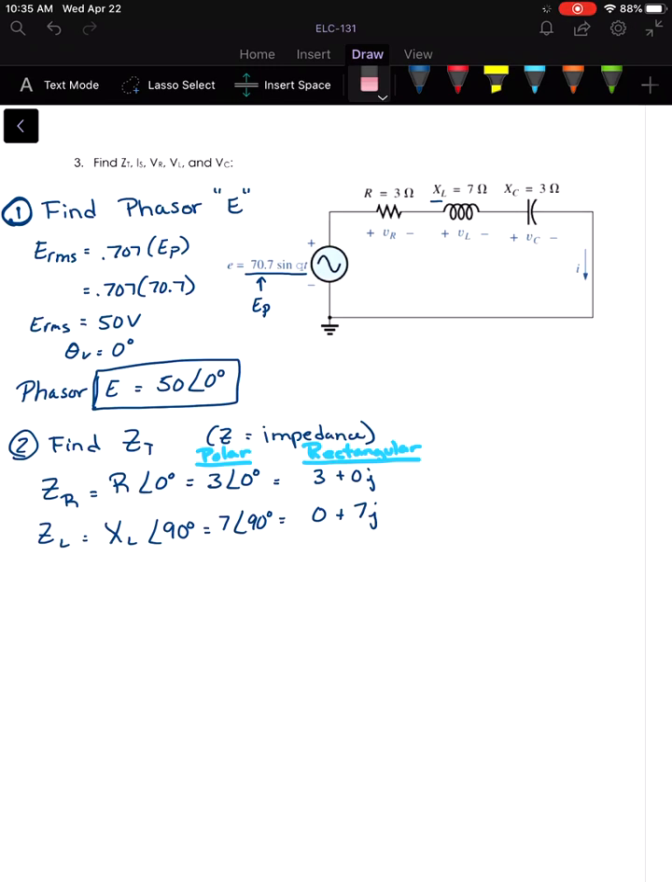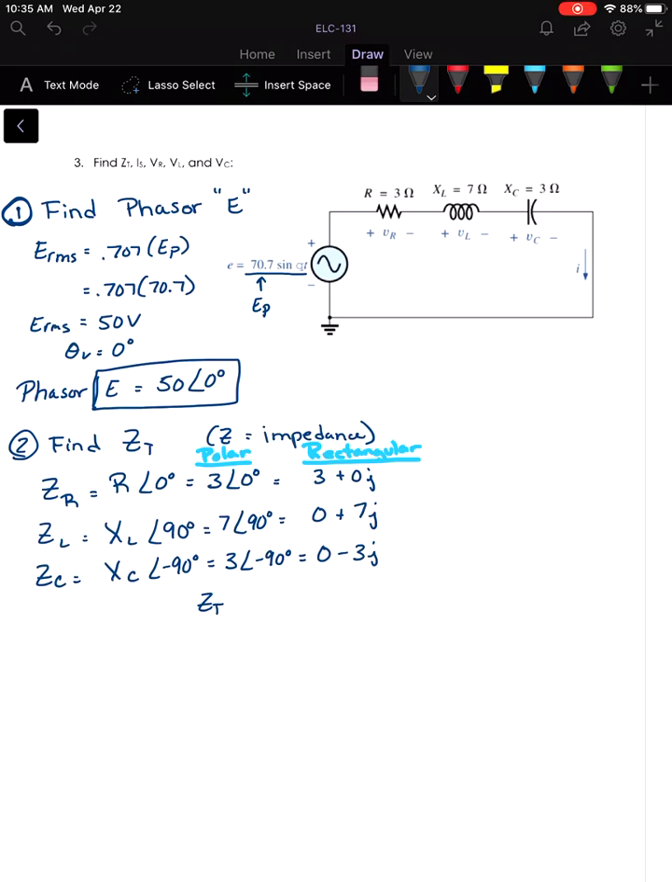0 plus 7j. All right, so let's move on to our capacitor, which would be X sub C at negative 90 degrees. We have 3 ohms of capacitive reactance at negative 90 degrees. And in rectangular form, that would be 0 minus 3j.